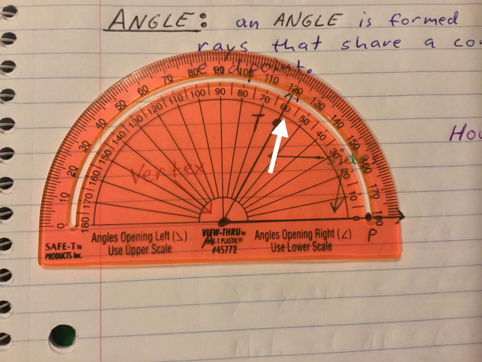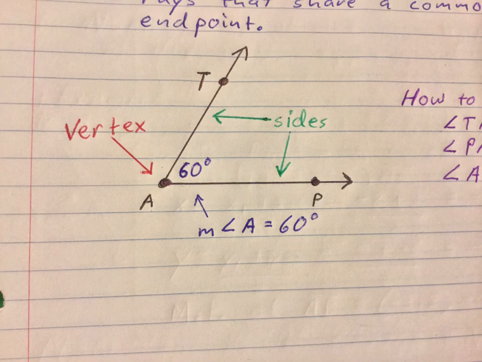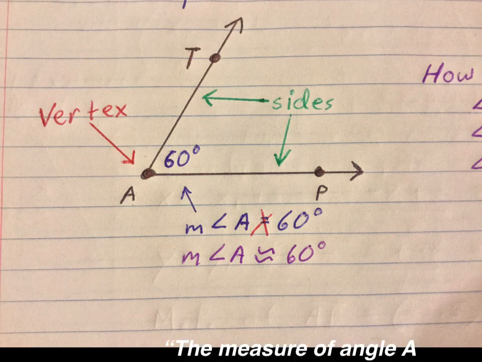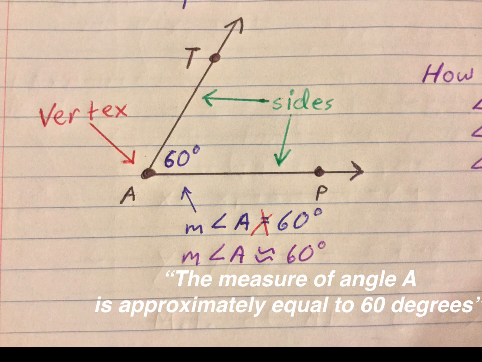Now, of course, your angle will look a little bit different, so make sure you pull out your protractor and measure it. So we could say that the measure of angle A is not equal to 60, but approximately 60. The reason we say approximate is because no measurement tool by humans is ever exactly equal.